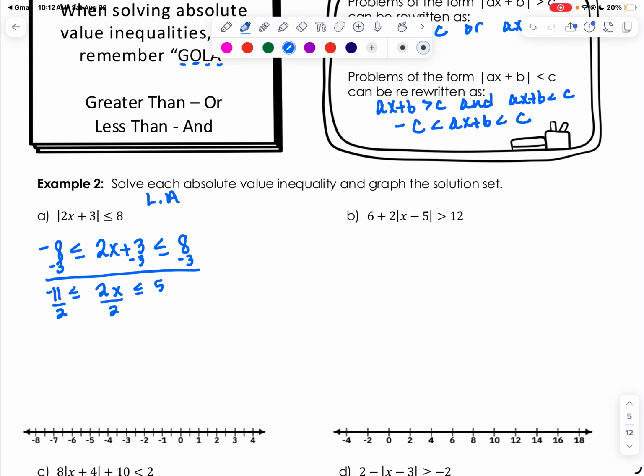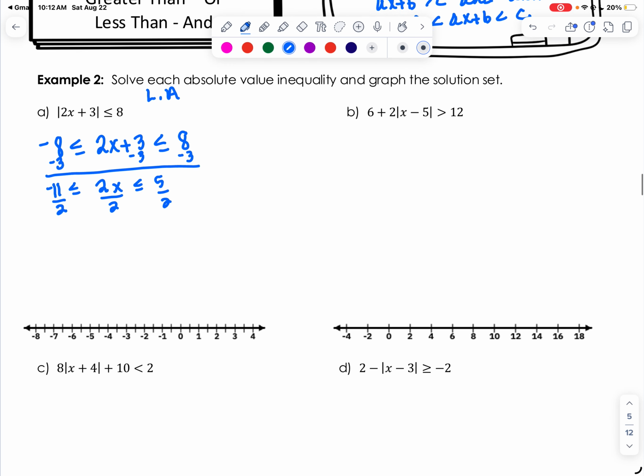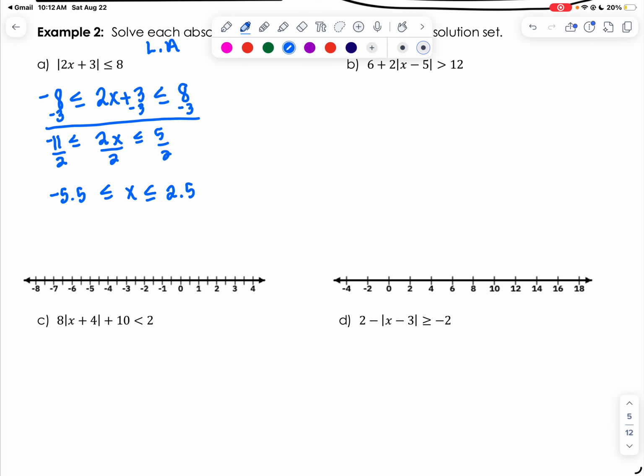Middle, left, right. Now I'm going to write my answer as a decimal. Negative 11 over 2 is equivalent to negative 5.5, which is less than or equal to x, which is less than or equal to 2.5. I'm writing as a decimal to make it easier to plot my solution.